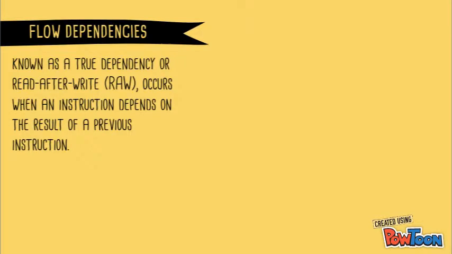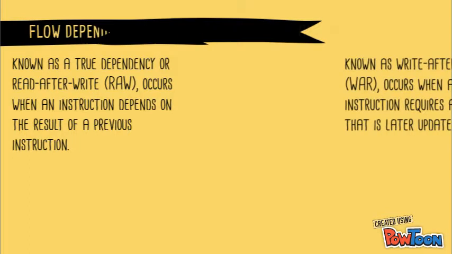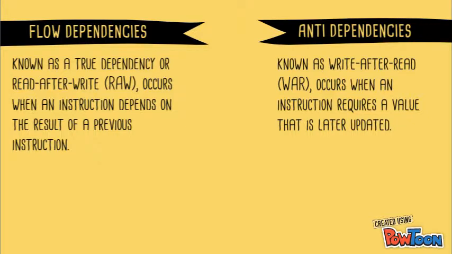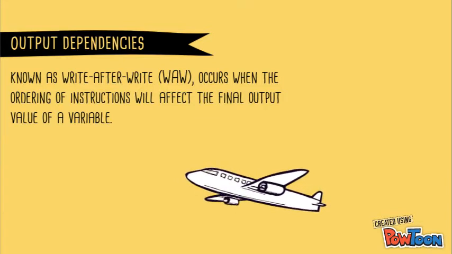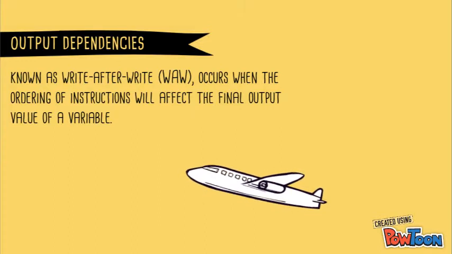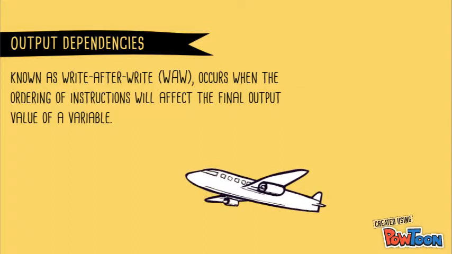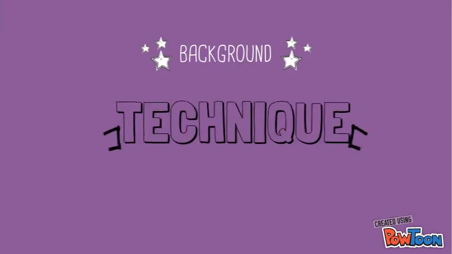Flow dependencies, known as a true dependency or read after write, RAW, occur when an instruction depends on the result of a previous instruction. Anti-dependencies, known as write after read, WAR, occur when an instruction requires a value that is later updated. Output dependencies, known as write after write, WAW, occur when the ordering of instructions will affect the final output value of a variable.